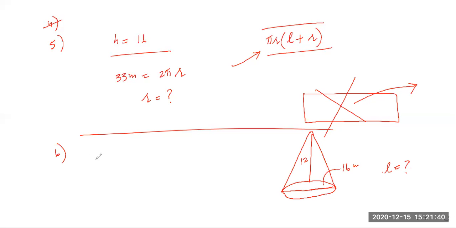Then find the cost of canvas required to make the tent. One square meter costs 70 rupees. Find out the cost of canvas. Canvas means this cloth. Kapda, roti, kapda or makan. All will be provided by the politicians.